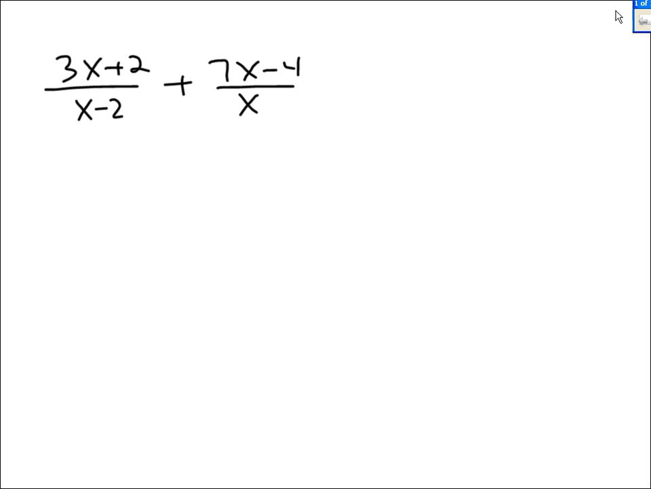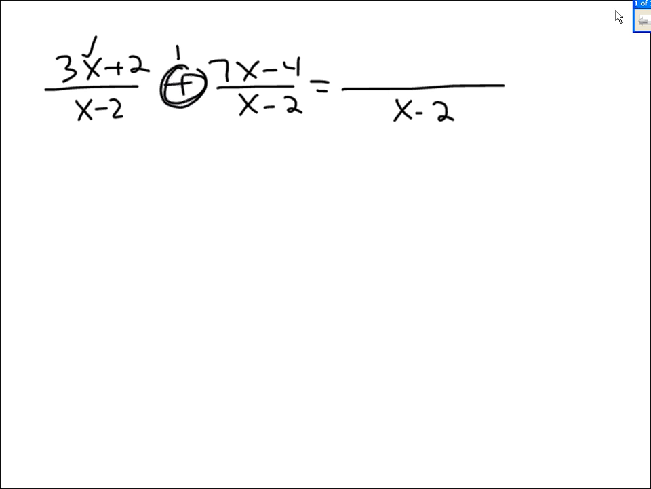Like fractions of regular numbers, or rational fractions. There are two types: one where you have the same denominator, and one where you have different denominators. Let's do a couple where the denominators are the same. In addition, if the denominators are the same, and they are, we add the numerators.